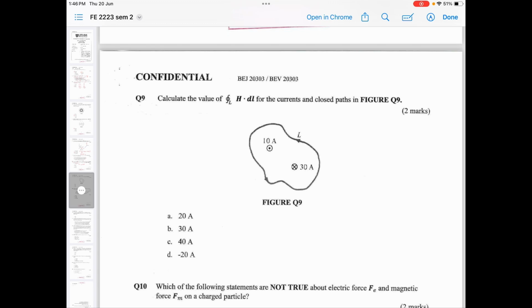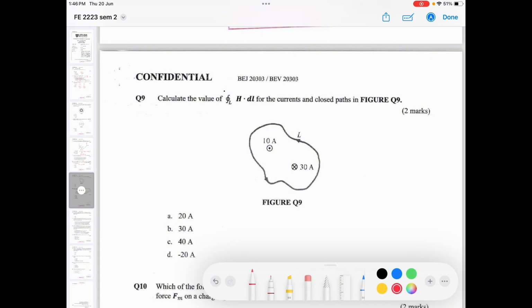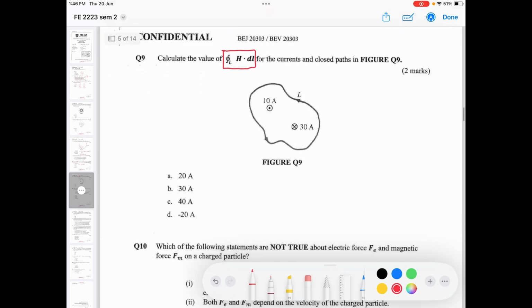Alright, we look at question number 9. Calculate the value of the line integral of the magnetic field in a closed loop, for the currents and closed path in the figure. So according to this is Ampere's law. This will be equal to the current that is enclosed by the path.